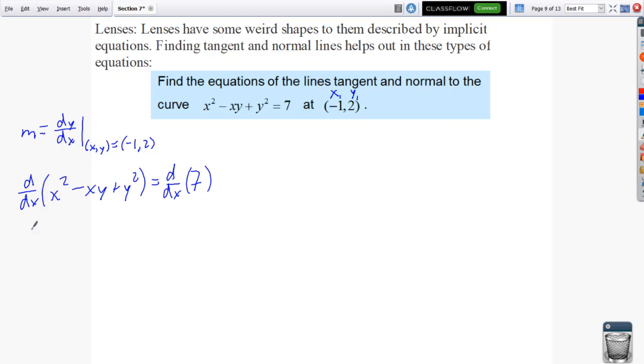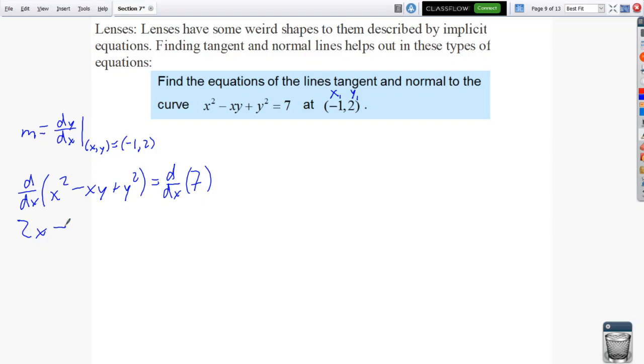First off, the derivative of x squared, that should be basic. You get 2x. The next part is the part that I see people screwing up all the time, because we have minus xy. And when we have xy, xy is a product of x and y. It is x times y, so we have to use the product rule.